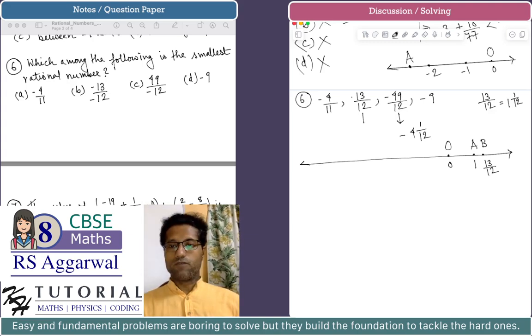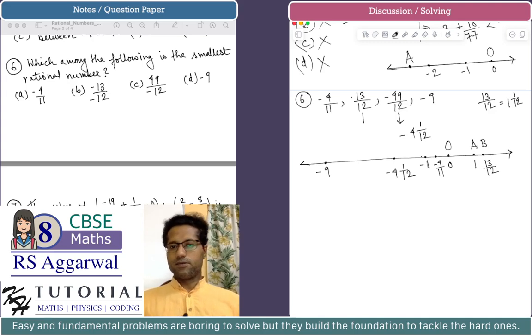Now, minus 49 by 12 is minus 4 1 by 12. Let's say this is minus 4 1 by 12. And definitely minus 4 by 11. 4 by 11 is less than 1. So negative of 4 by 11 will be, if this is minus 1, this point will be approximately minus 4 by 11. What else do we have? And minus 9 will be somewhere here.